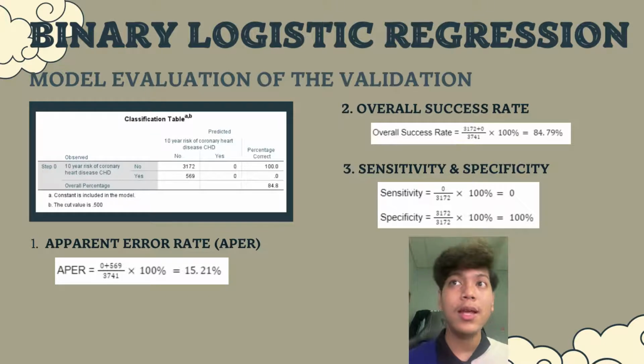And the last one, sensitivity and specificity. Based on the results, the ability of the model to predict sensitivity, or predict positive outcome, is none, while the ability of the model to predict specificity, or to predict negative outcome, is 100%. Therefore, the model is better at predicting the negative target, since the value of specificity is higher than sensitivity.